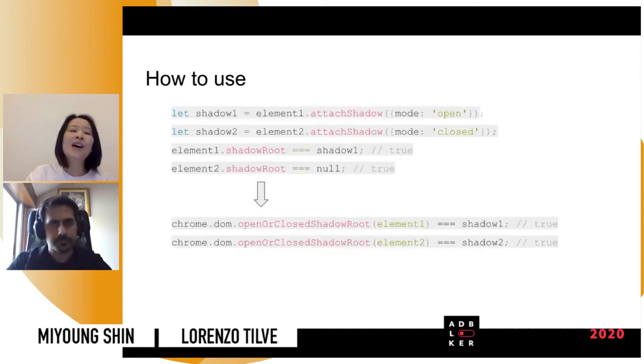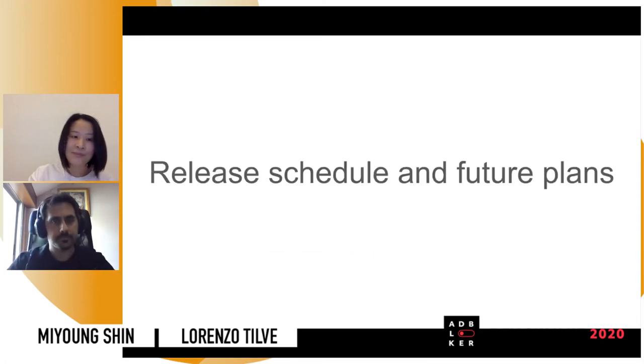Okay, now how can you use this feature? It's very simple. You can get the open or closed shadow root as the return value of the chrome.dom.openOrClosedShadowRoot method with the element parameter. Lauren will share the release schedule and future plans.